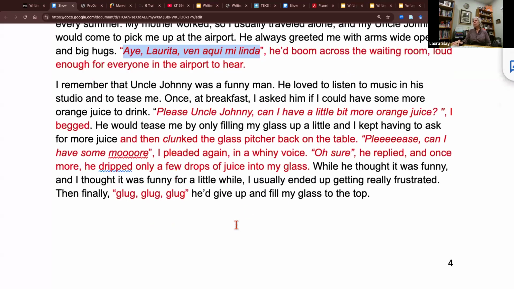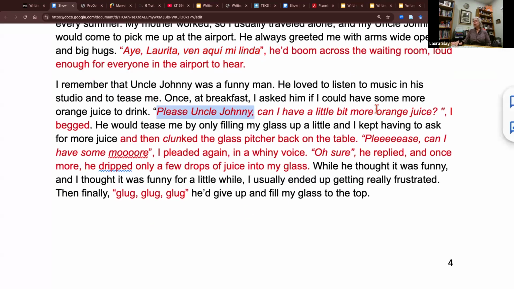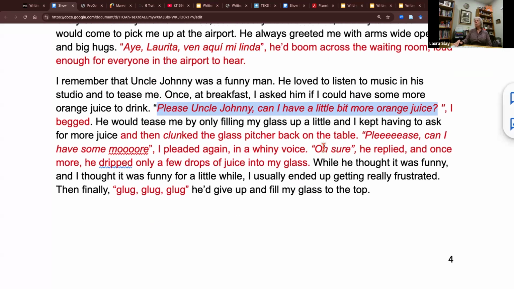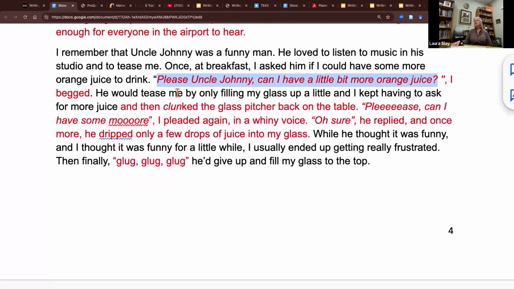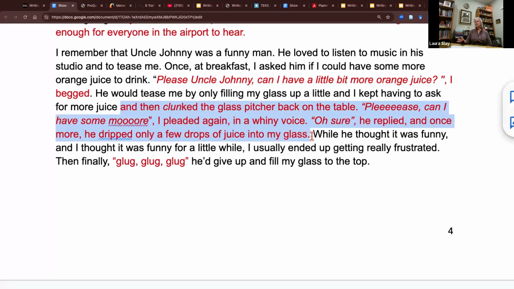And then I added some other elaboration, which includes more dialogue. Where it says once at breakfast, I asked him if I could have some more orange juice, I added, well, what does that sound like? I told you I asked, but what did it sound like? So I added, "Please, Uncle Johnny, can I have a bit more orange juice?" I begged. I had to use a strong verb there. And then he would tease me. And here's what it looked like and sounded like when he teased me. So I added this, and then he clunked. That's a sound device.